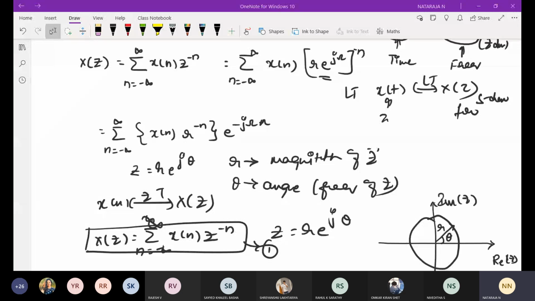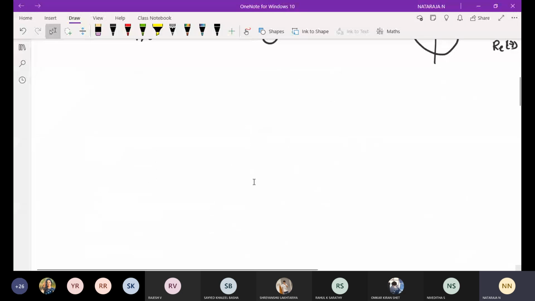Okay. Next, make a note of this. From equation 1, which is the Z transform formula, we see that it is a summation of infinite values.